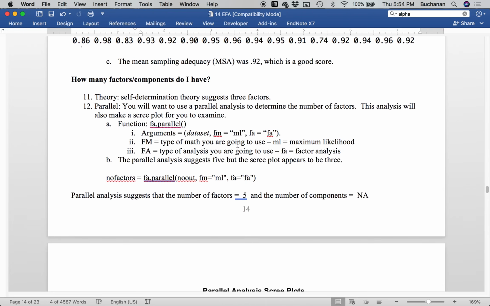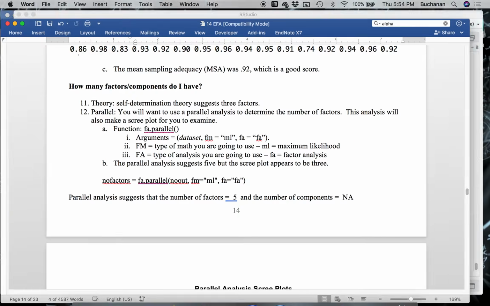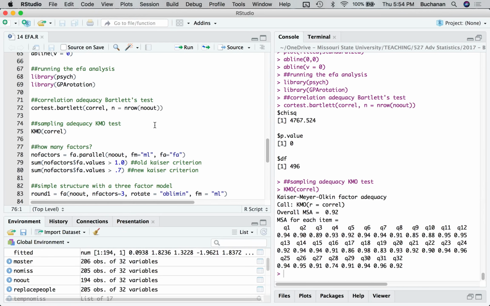Let's jump into the three big steps for EFA. How many factors should I have? Well, the theory behind the scale argues that I should have 3. And now let's check some of our other non-theory based options.